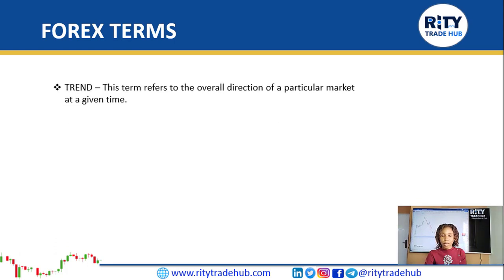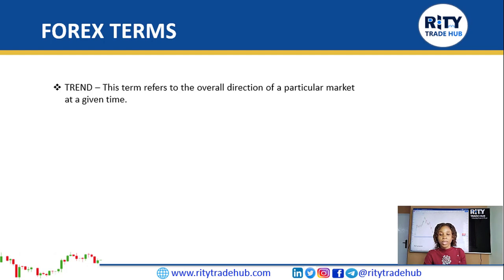Okay, the next is trend. This term refers to the overall direction of a particular market at a given time. It implies that the markets have a direction. It's either moving upward or downward. So you can hear people say a market is trending upward or the market is trending downward.